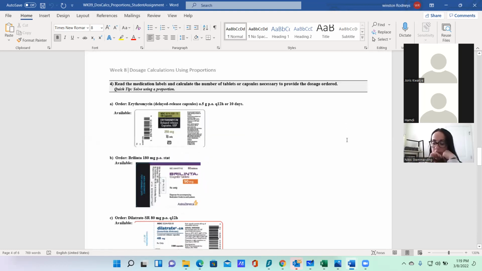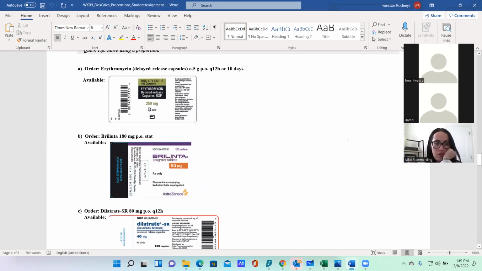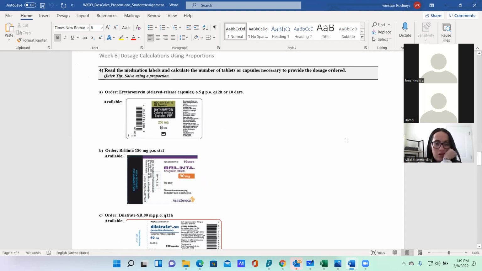These ones are just like the ones we did last time. So the instruction here says, read the medication labels and calculate the number of tablets or capsules necessary to provide the dosage ordered. Well, what's the order for 4A? The order is that you're supposed to take 5.